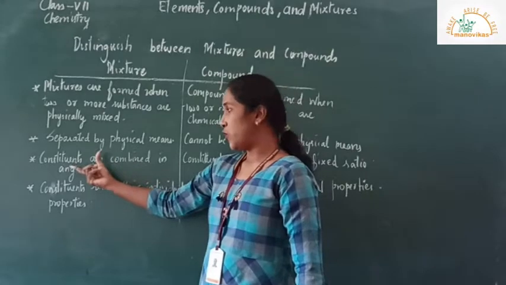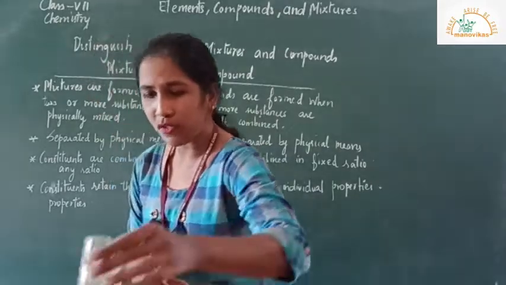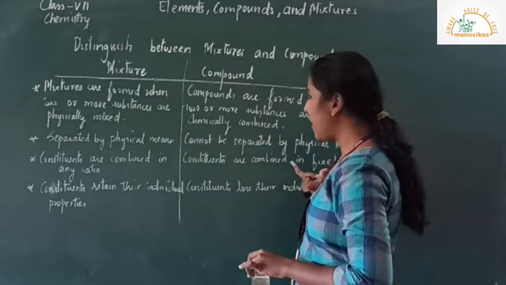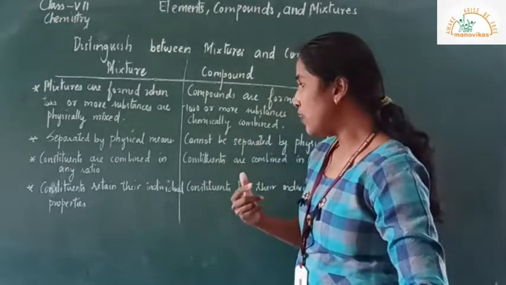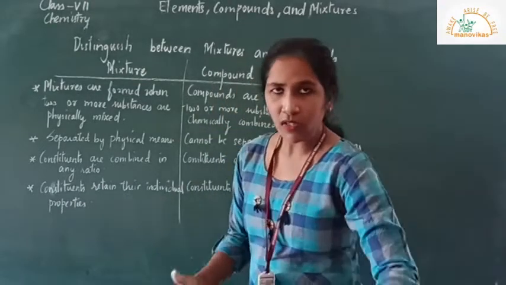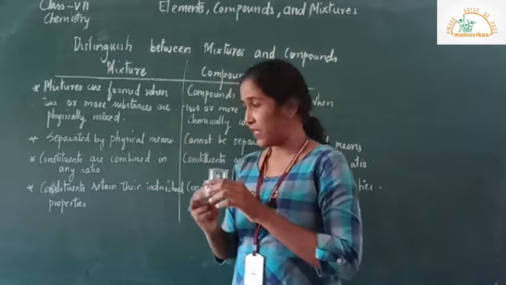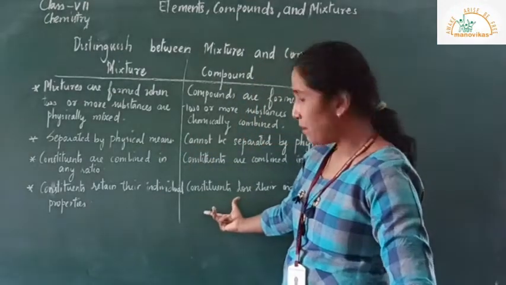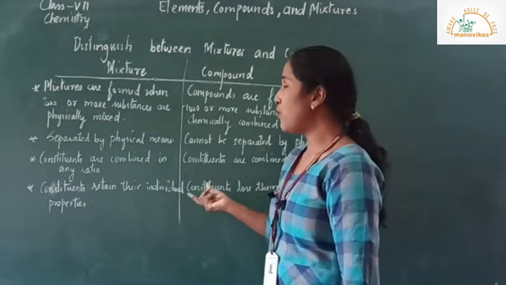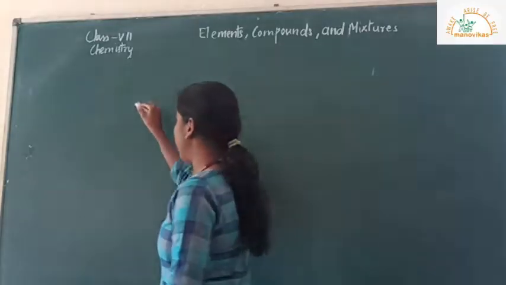Third, in a mixture, constituents are combined in any ratio. Here I have taken water and sand, in any ratio. But in compounds the constituents are combined in a fixed ratio. Fourth, in mixtures constituents retain their individual properties. So here water retains its own property and sand retains its own property. But in compounds, constituents lose their individual properties. So this is the distinguishing point between mixtures and compounds.